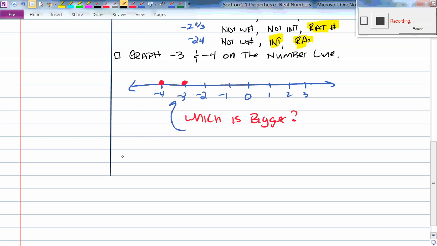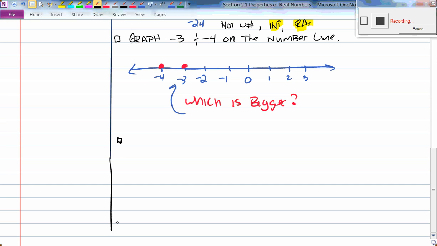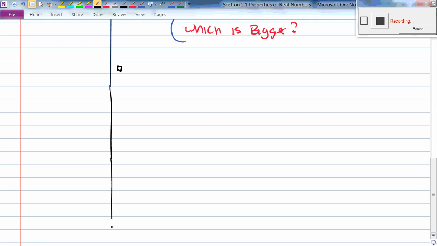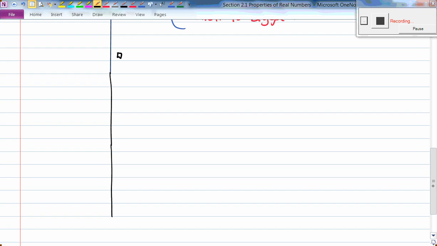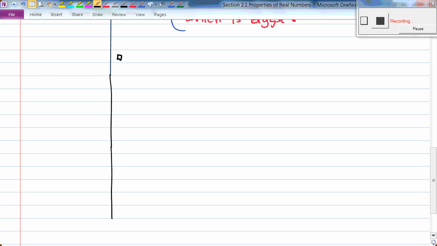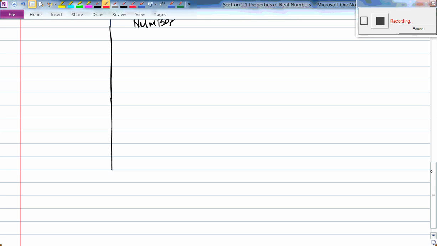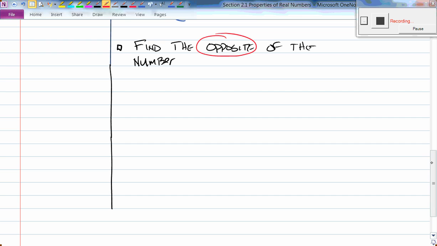Third idea here. How many boxes are there? There's 4. Which one are we on? The third. Are we almost done then? Yes, we are, right? Okay, here are the directions. Find the opposite of the number. I would definitely say opposite is a key word. Find the opposite of the number.